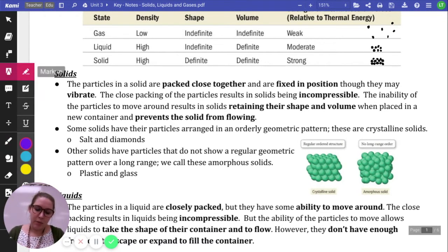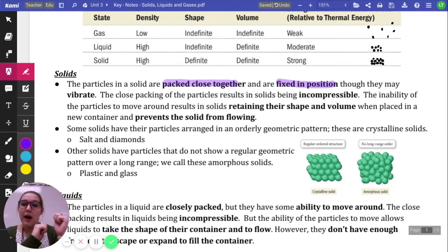All right, guys, particles in a solid are packed close together and they are in fixed position. So what that means is in your solid, your particles are really close and they are in one position. They don't move. But just because they can't move and switch places with other particles does not mean that they are completely still. Your particles in your solid are going to vibrate in place.